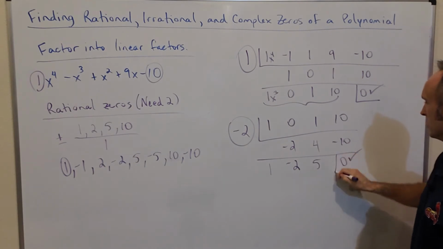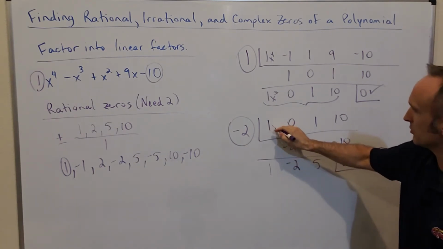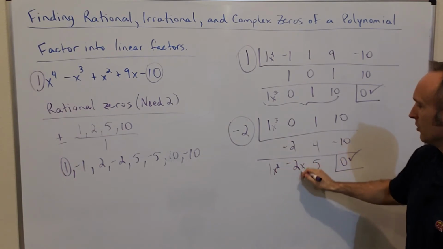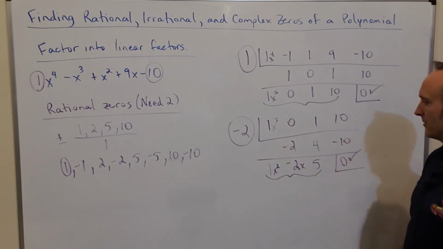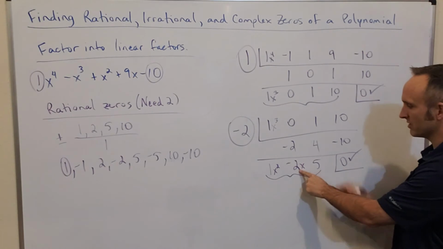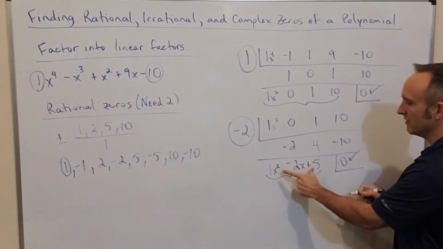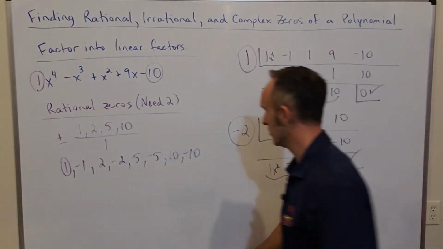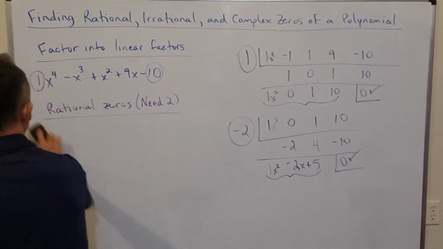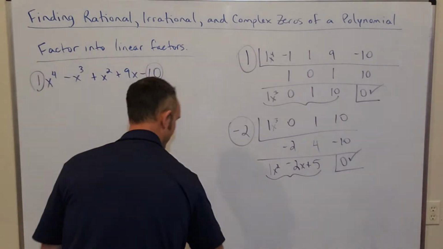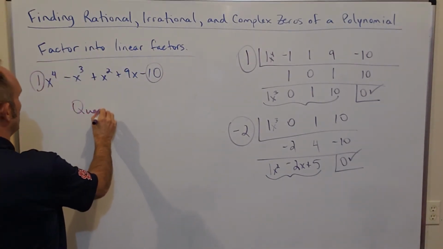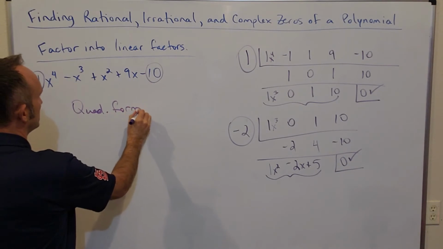The result here is, remember this was x cubed. When we divide, we get x squared. So this is our quadratic. X squared minus 2x plus 5 is the quadratic. We'll use the quadratic formula to find the zeros of it. So I'll label maybe quadratic formula.